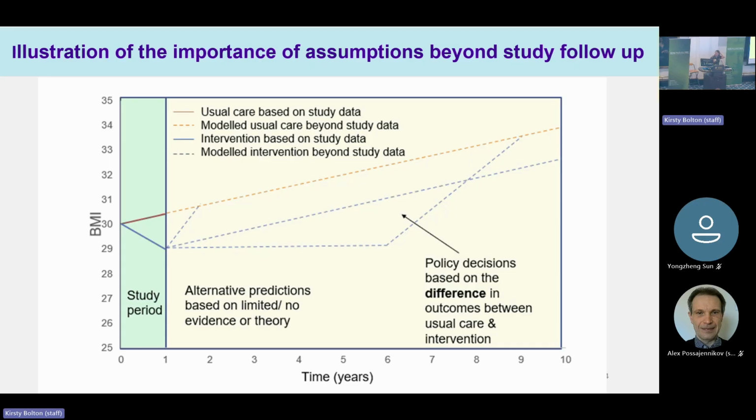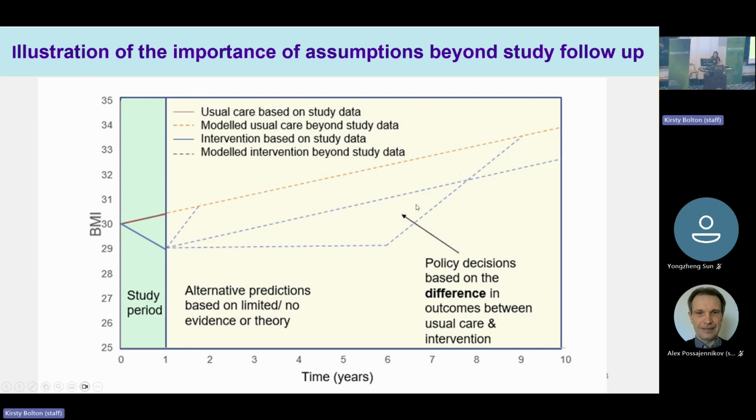So in the usual care arm, you'll see the dotted lines are the assumptions in the model. We've just said, let's assume it carries on as it had done in the study period. And then for the intervention, one of the assumptions might be that it returns to what it would have been in the usual care arm within a year after the study. Or we might assume the effectiveness of the intervention remains for the following 5 years and then returns to what it would have been. So there are various different assumptions that typically are made.